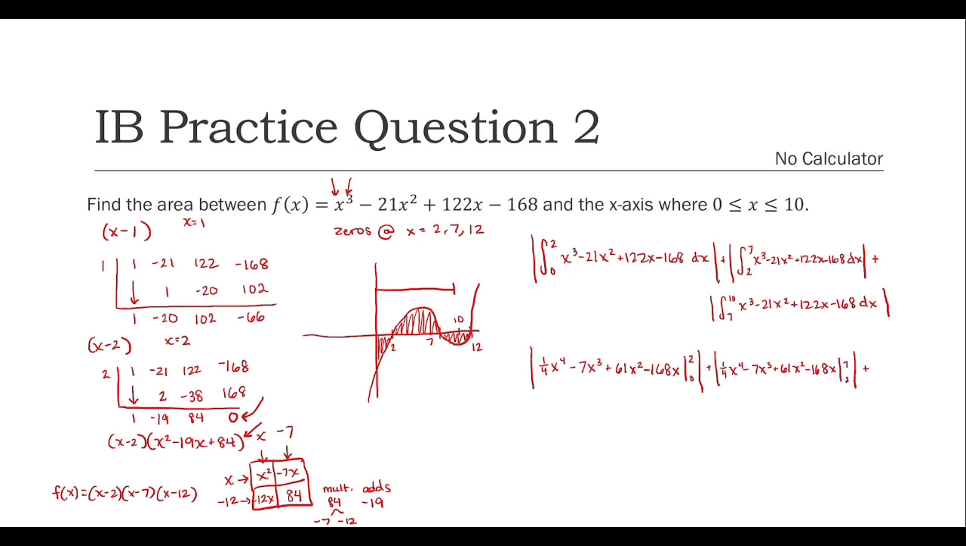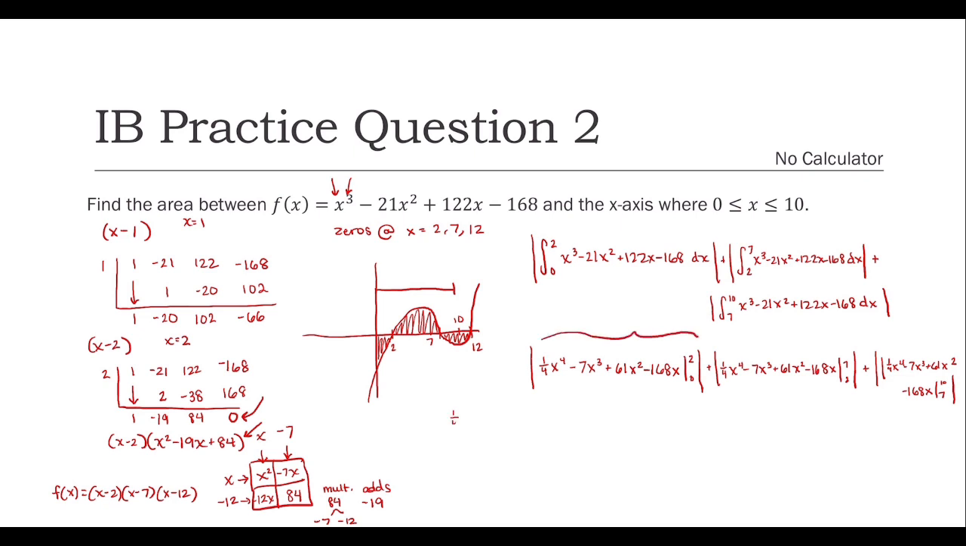plus the absolute value of 1/4 x to the 4th minus 7x cubed plus 61x squared minus 168x evaluated from 7 to 10, the absolute value of that. So we can evaluate them one at a time. So we'll start by evaluating this.